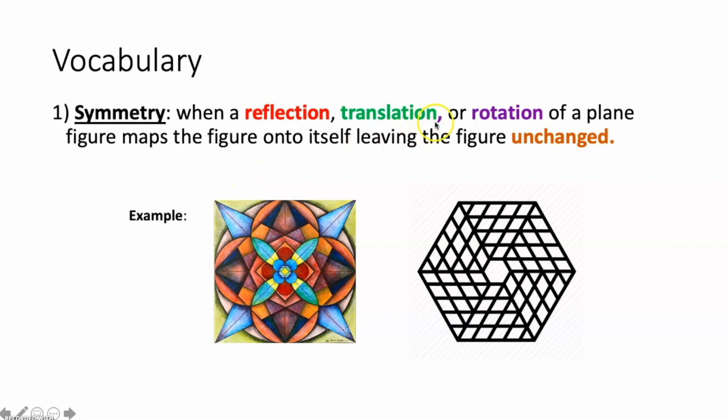That's when a reflection, translation, or rotation of a plane figure maps the figure onto itself, leaving the figure unchanged. So we have a couple examples down here of two-dimensional figures that have symmetry. And you can see why they would have symmetry. This one is a little more apparent than this one. Here, this would have symmetry if you were to cut it in half, this way or this way. It would even have symmetry if you were to cut it in half diagonally. So this has several different forms of line symmetry, which we'll talk about in a second. This figure right here would have something called rotational symmetry because you could turn it and get the same figure. We'll talk more about these types of symmetries in a second.